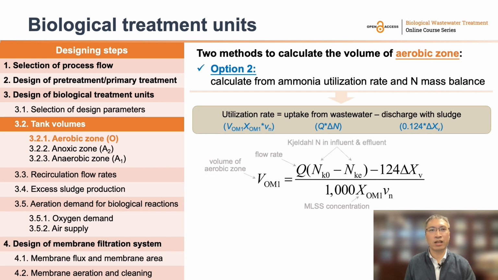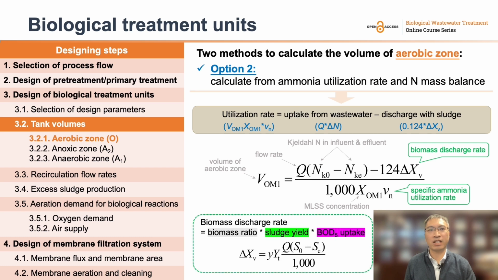NK0 and NKE are the Kjeldahl nitrogen concentrations of the influent and effluent of the aerobic zone, respectively. Delta XV is the rate of biomass discharge from the system. 0.124 is an empirical proportion of nitrogen content in the microorganisms, and Vn is the specific ammonia utilization rate. The biomass discharge rate, delta XV, can be estimated as a product of biomass ratio, sludge yield, and BOD uptake.